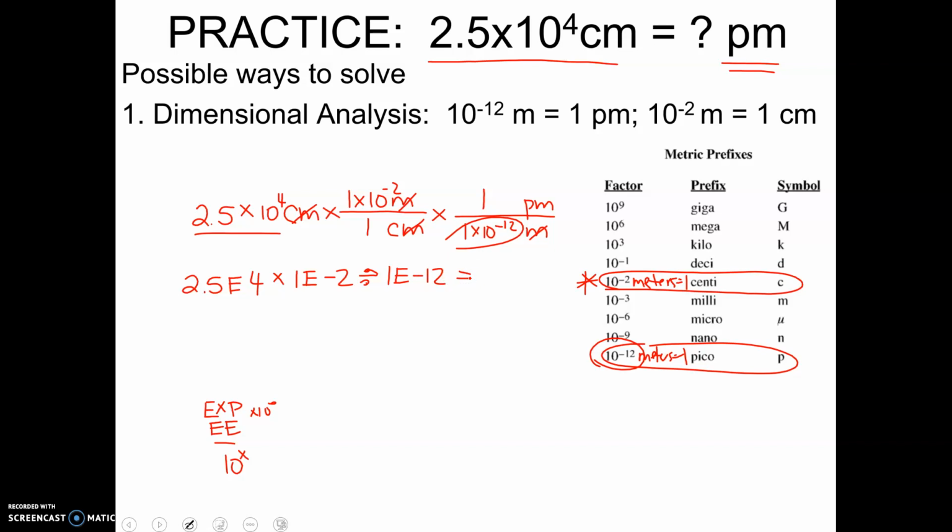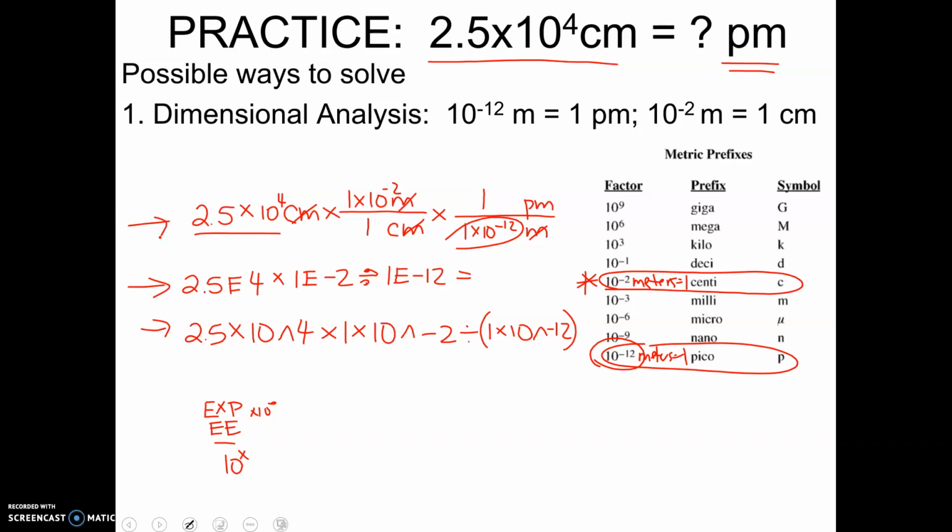If you don't know what I'm talking about with this E button, if you don't remember using that in chemistry, then the other way you can do this in your calculator would be 2.5 times 10, you'll hit this little caret button, 4, then times 1 times 10 caret negative 2. And then for this last step, you're going to have to use parentheses or your calculator is going to do this weird order of operations. So you'd have to do parentheses 1 times 10 to the negative 12. So these would be two ways you could plug this into your calculator.